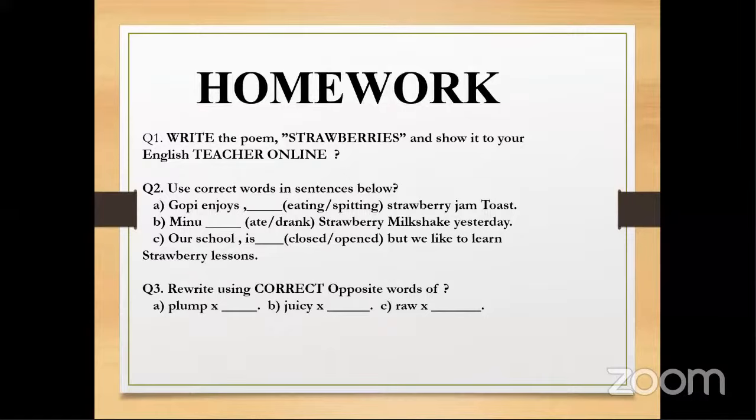Our school is dash, but we like to learn strawberry lessons. Our school is closed, but we like to learn strawberry lessons. Very clever. Very good. Excellent. Question number three, write the correct opposite words. Opposite of plump will be thin. T-H-I-N, thin. For juicy, it will be the first word, plump. Now, raw, R-A-W, raw. Ripe.